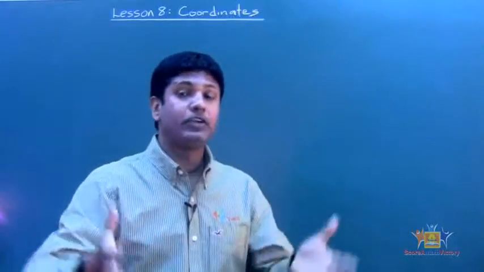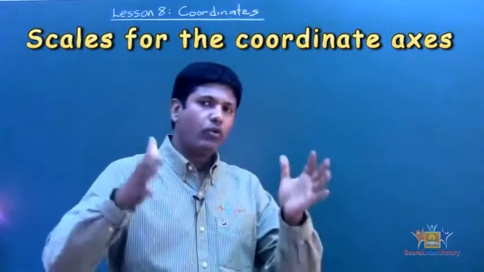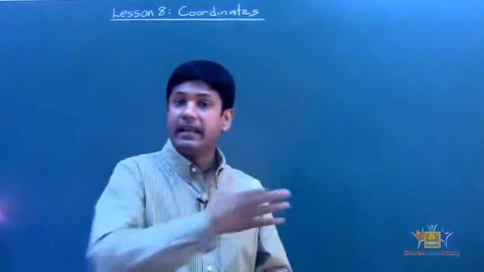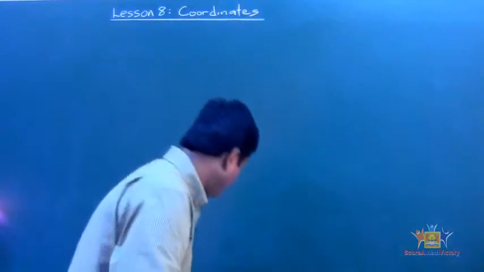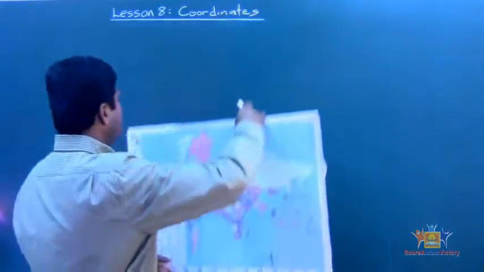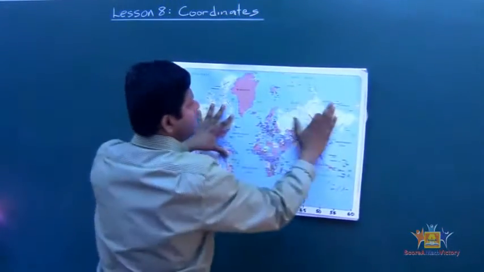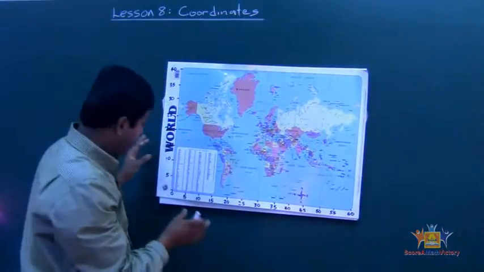So in this sub-lesson, we're going to talk about the scale of the coordinate axis. Now, what do I mean by the scale of the coordinate axis? Let's go back to the world map that we had at the beginning of the lesson. Let Mr. Mac put it back up here. Now, did you notice that when I put the map, I scaled it? Look at how I scaled it.